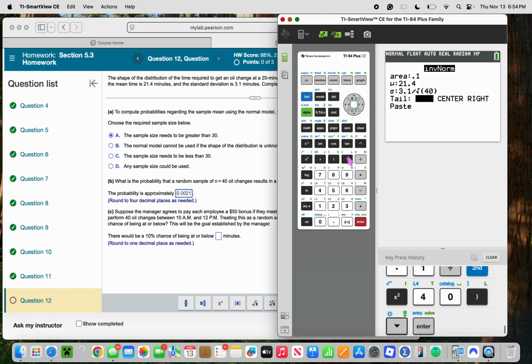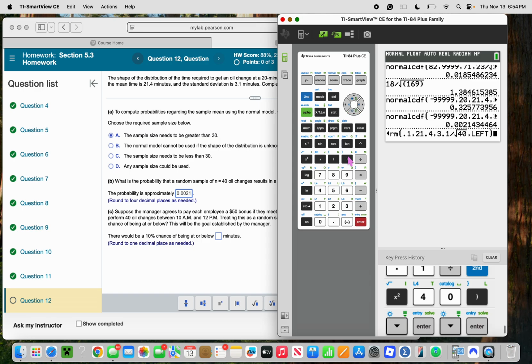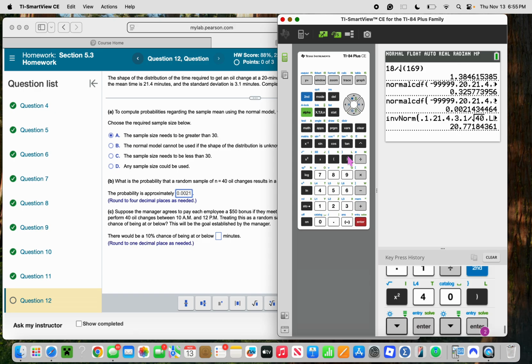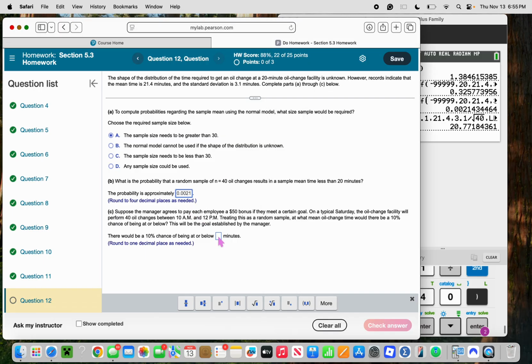Of course, your calculator won't have that. Some of yours will. And so it will be in the left tail. For those of you who don't have that, it defaults to the left tail. So it's on the left side of 10%, which is what we want. And that's going to be, it says round to one decimal place, below 20.8 minutes.